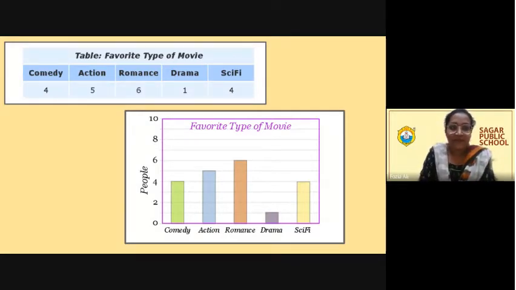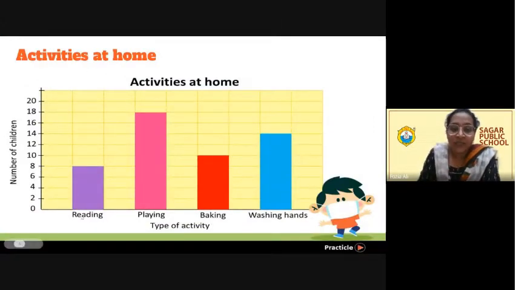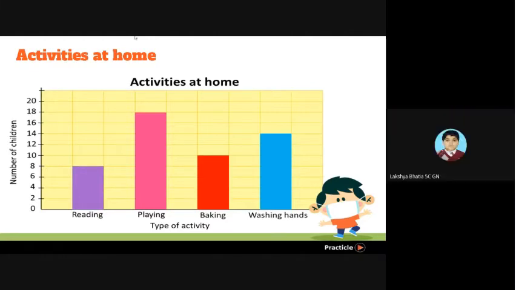Let's take one more example. Now, these are the activities which are enjoyed by children. Now you can see, activity number 1 is reading. Then we have playing. Then we have baking, and then we have washing hands. Now, if I ask you which is the most favorite activity of the students, which activity are you going to answer? The most favorite activity.